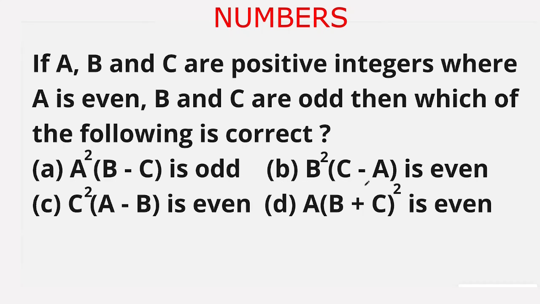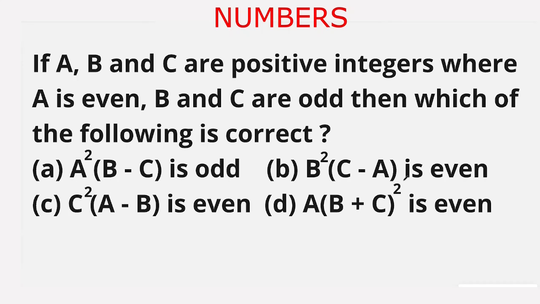Option B: B square into C minus A is even. Now B is an odd number and the square of an odd number is odd, like the square of 3 is 9, which is odd. And C minus A, odd minus even is odd, like 5 minus 2 is 3, which is odd. So B square into C minus A, that is, an odd number multiplied by an odd number is an odd number, like 3 multiplied by 5 is 15, which is odd.